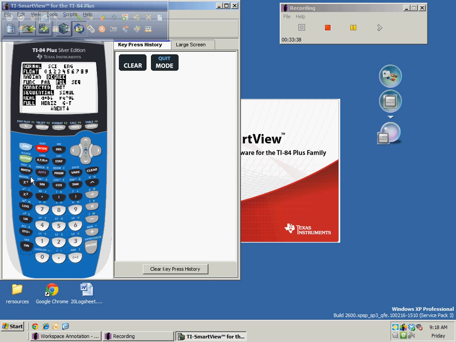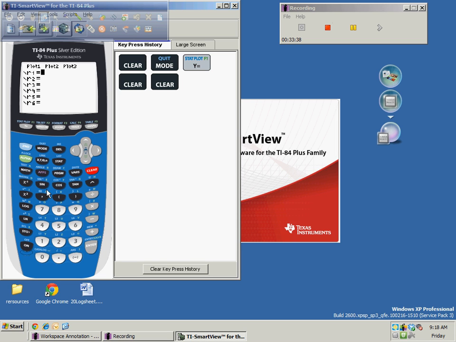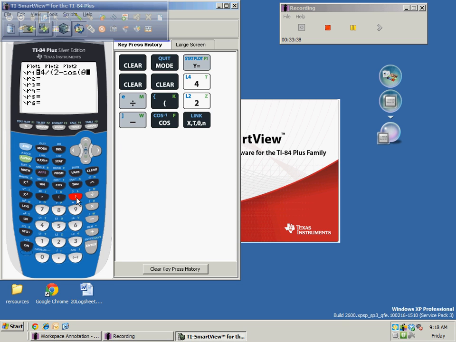Okay? And then if you hit the y equals, an r will come up. My first equation was 4 divided by, where was it? 2 minus cosine theta. So I'm going to put in parentheses 2 minus cosine theta. I want to make sure that I have parentheses around this and that, like that.